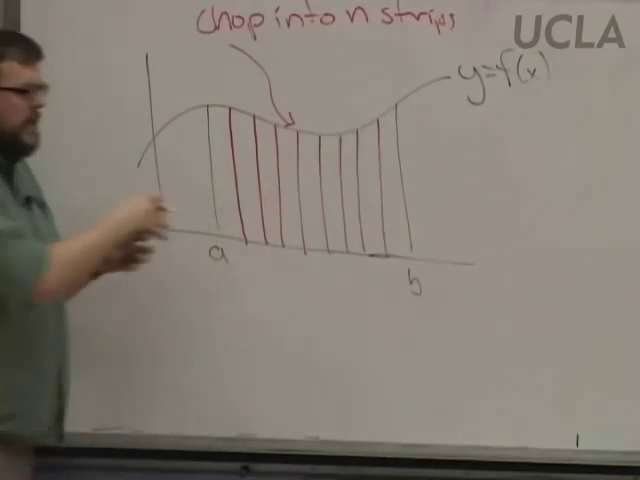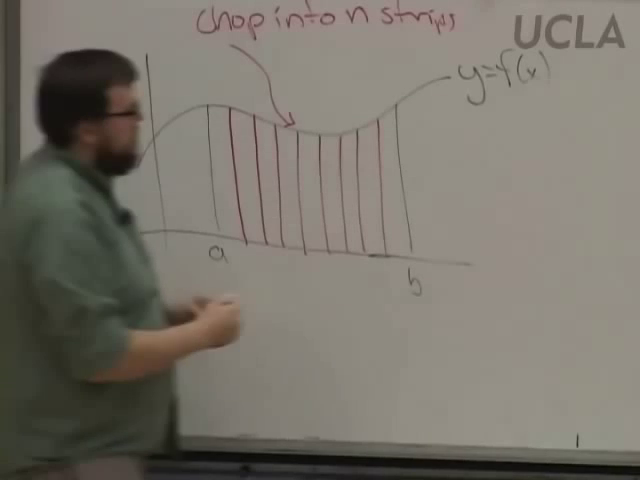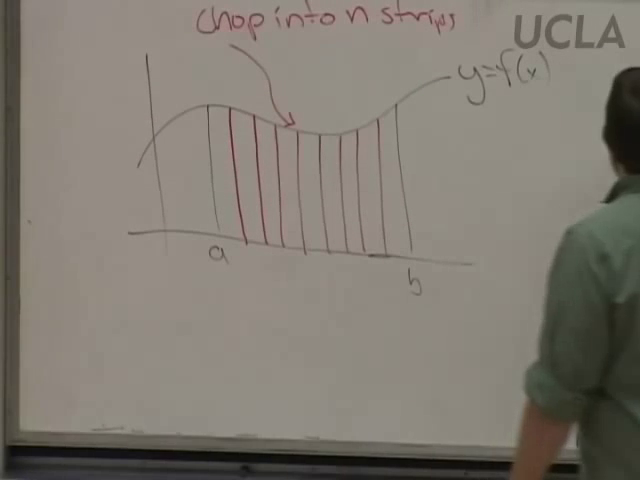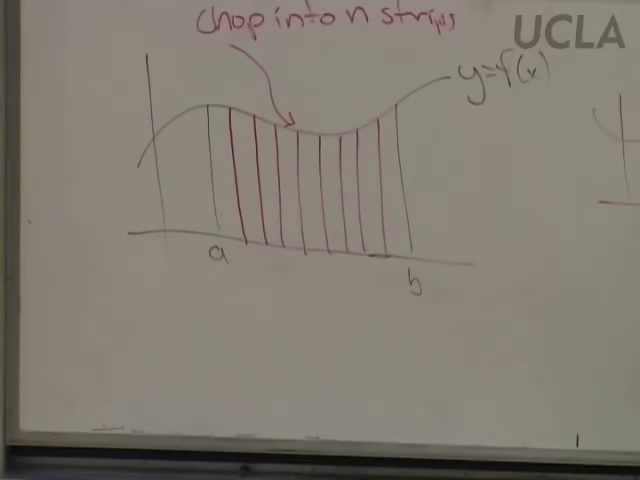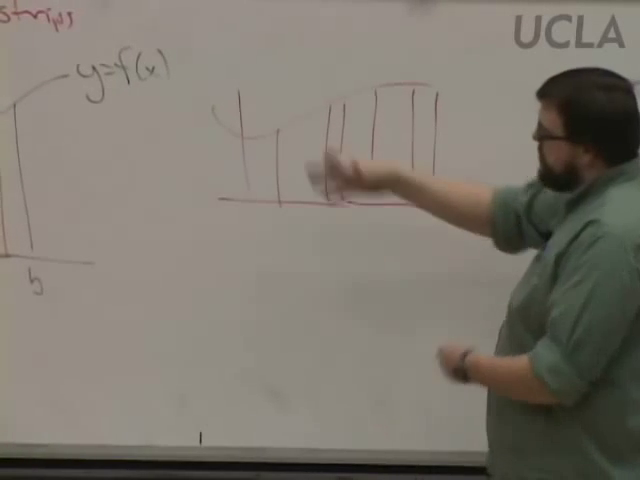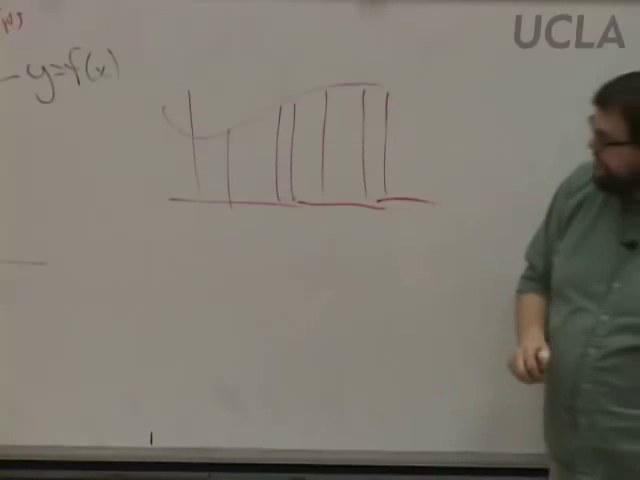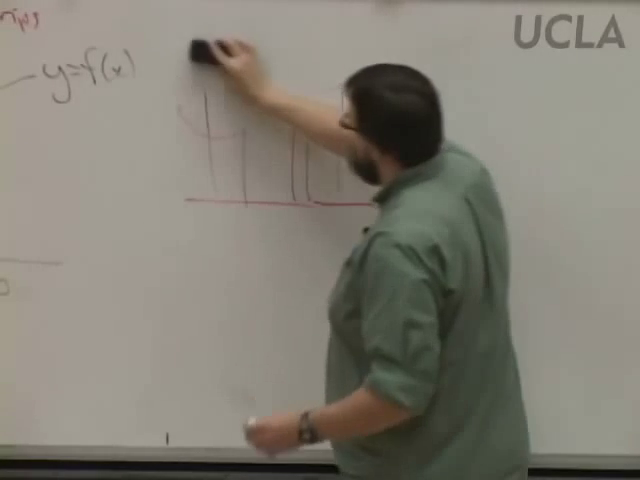Now, in my picture here, I drew them so they were roughly equally spaced. They don't have to be the same size. They can be whatever you want. So, for instance, I could have chopped it up in some weird fashion like this. But usually, it's very easy to think about them all being roughly equally sized. OK, so we're chopping into n strips.